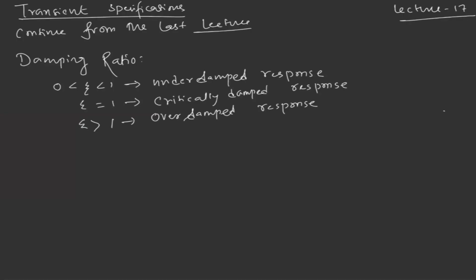Hello everyone, this is lecture number 17. We'll continue from the last lecture on the transient response specifications. In the last lecture, we came up with three different conditions on damping ratio. When the damping ratio lies between 0 and 1, this is an underdamped response. When it is equal to 1, critically damped response. And when the damping ratio is greater than 1, overdamped response. But for aircraft applications, generally we consider the damping ratio lies between 0 and 1. This is the condition generally we use for aircraft control systems.